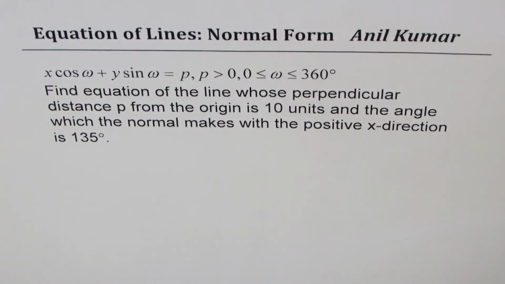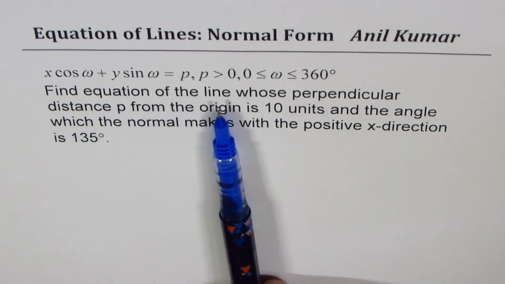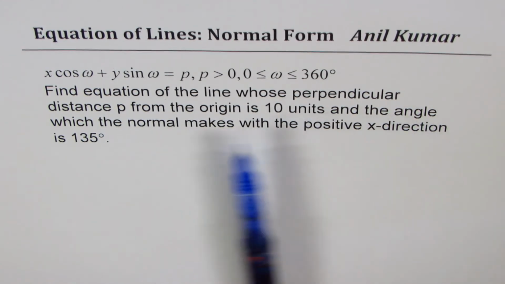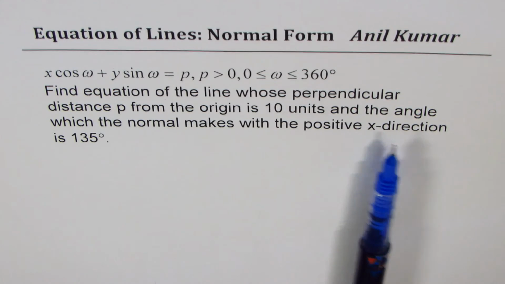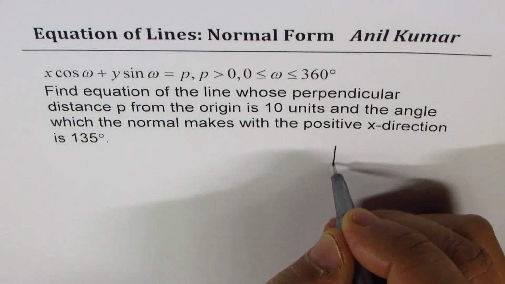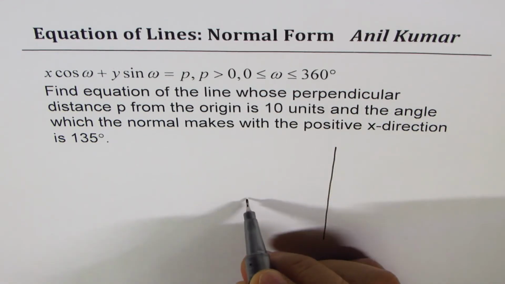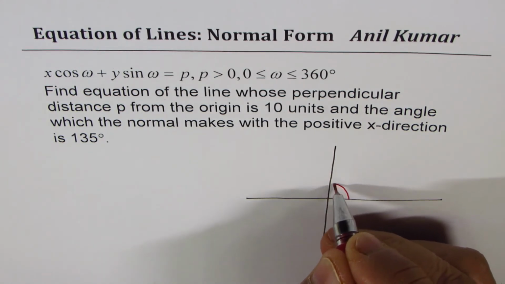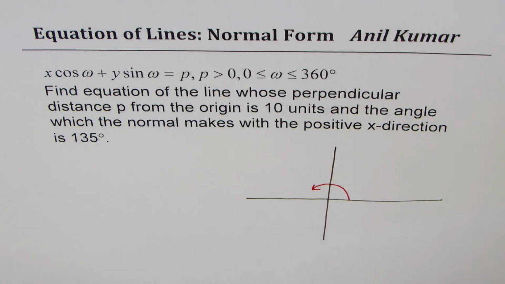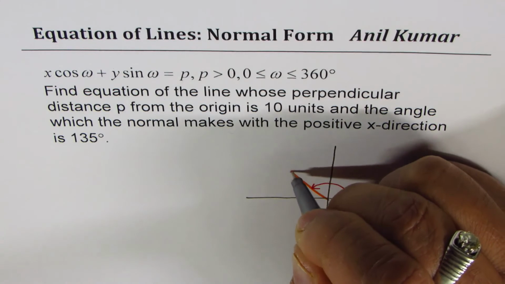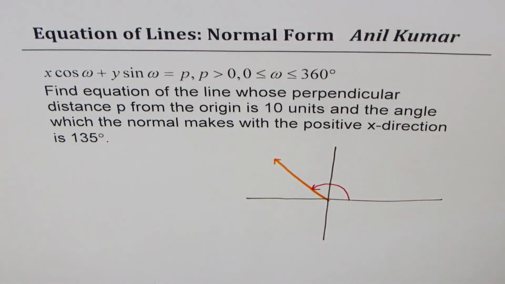So let's take another example here. Find the equation of a line whose perpendicular distance p from the origin is 10 units and the angle which the normal makes with the positive x direction is 135. So let's sketch this first. 135 is in quadrant 2. So if I make an angle of 135, let this be the angle. Let me draw a line which will be the normal, right? So this is the normal, correct?